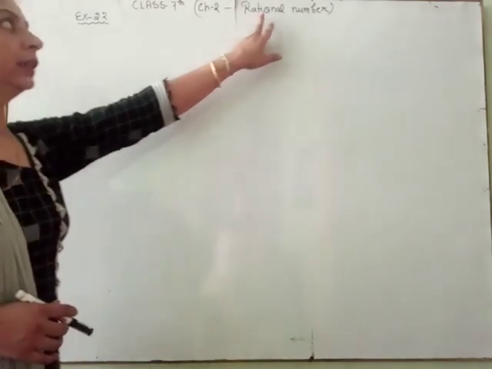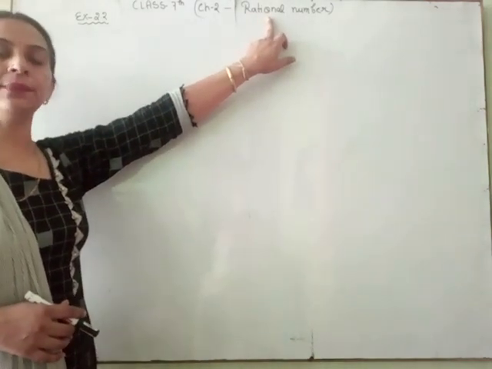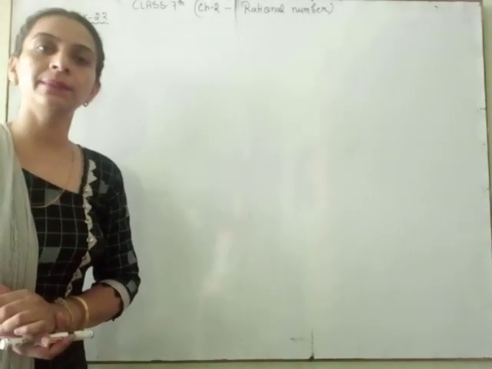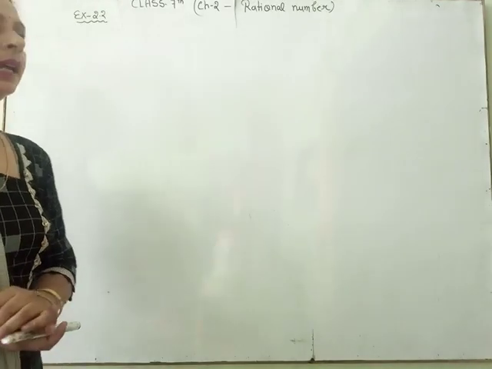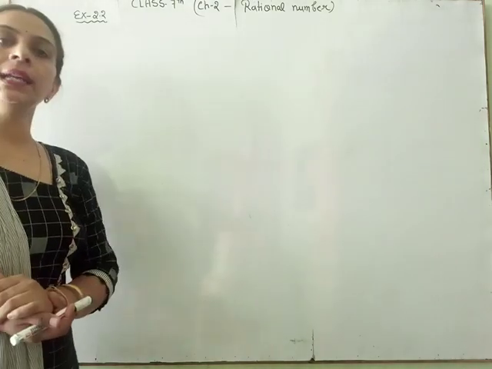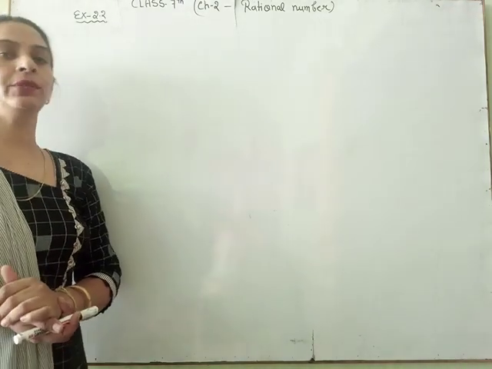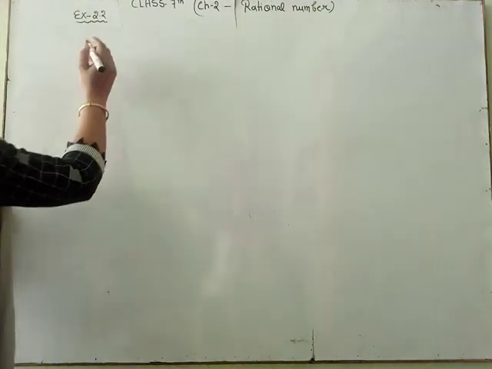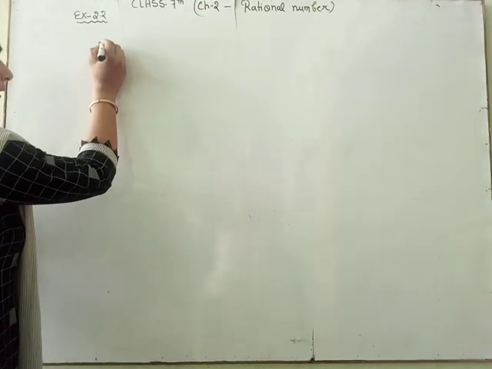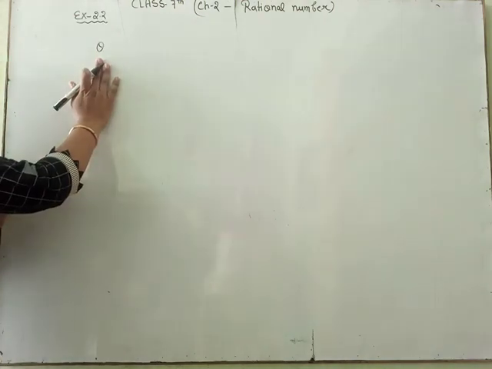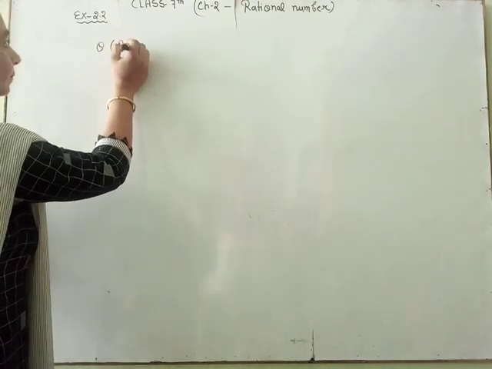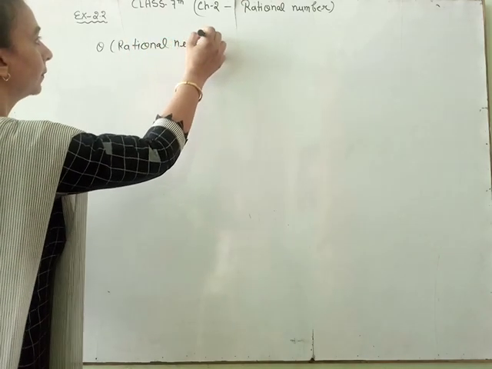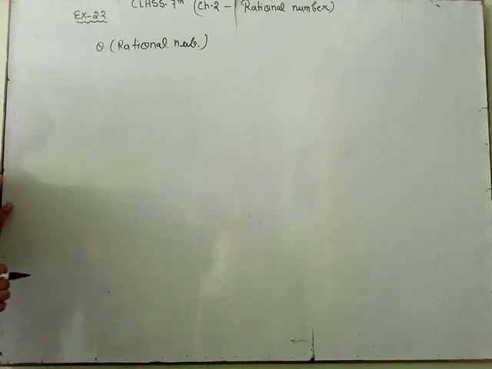In this chapter we discuss rational numbers. What is a rational number? We know about natural numbers, whole numbers and integers, but today I will explain rational numbers. First of all, this is the notation of a rational number: capital Q is the notation of rational numbers.